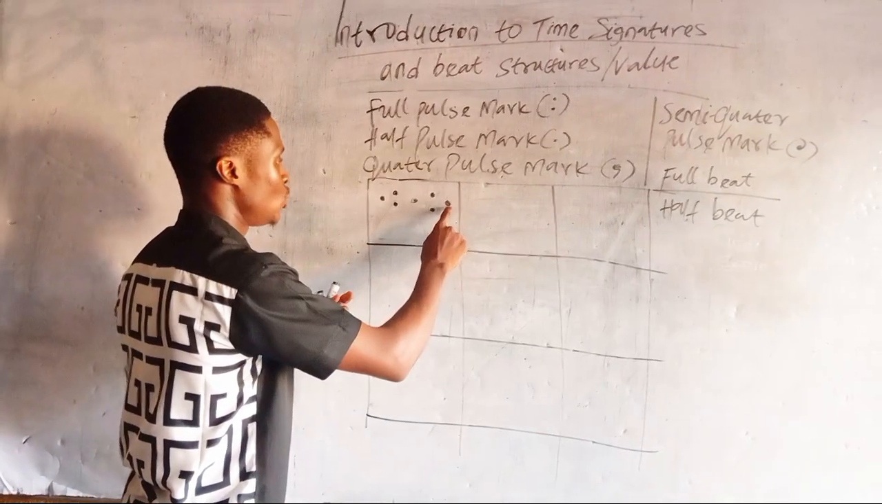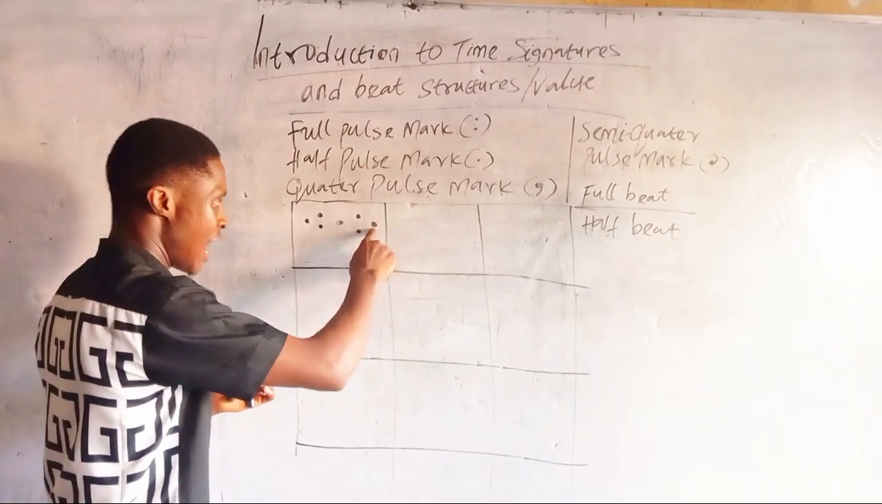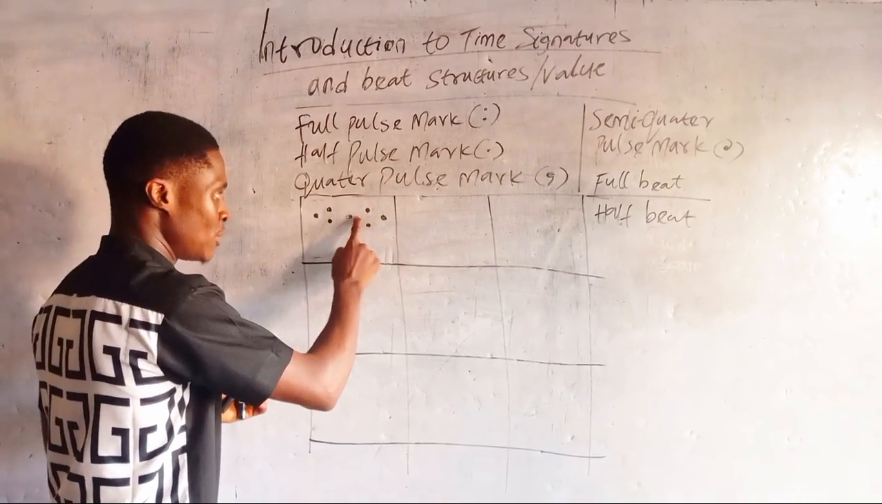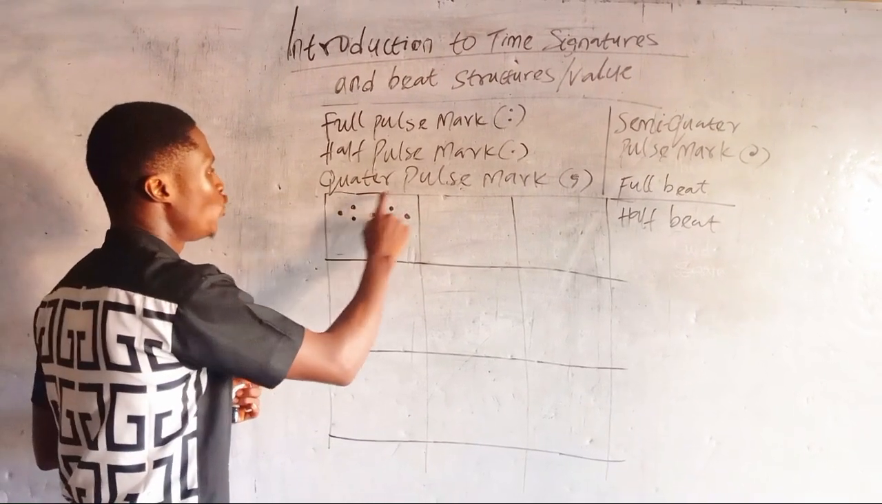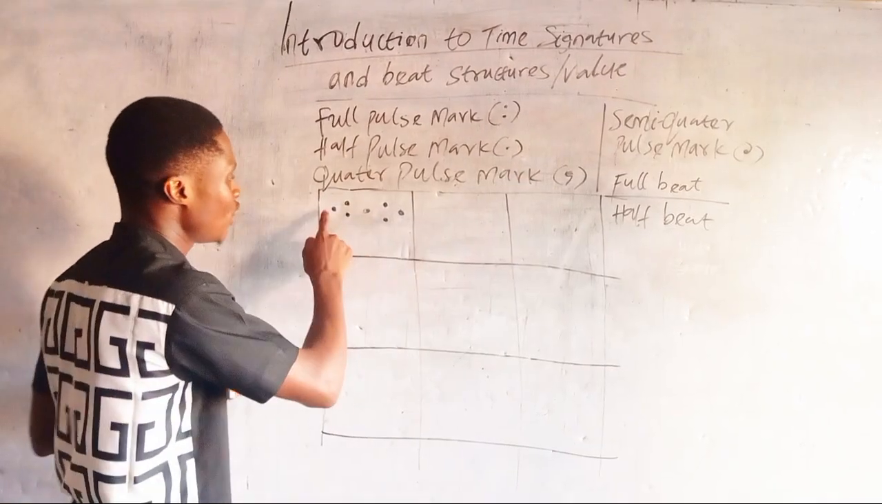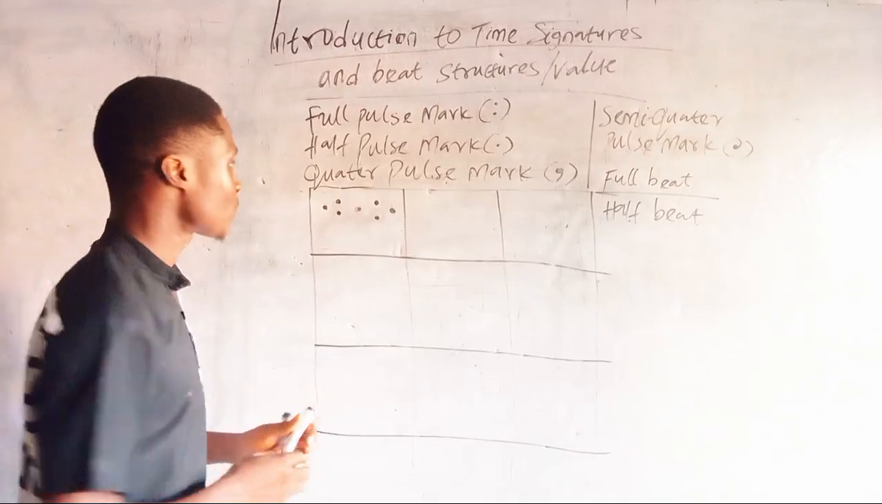Same goes here between a bar line and a half pause mark, or between a full pause mark and a half pause mark. Same thing happens here, and same thing happens here. So we have 3 full beats. Now dividing them into 2 equal halves, for the 3 beats, we have 1, 2, 3, 4, 5, 6 half beats.